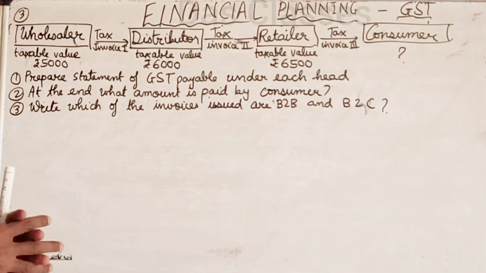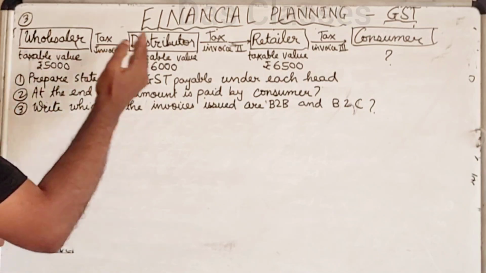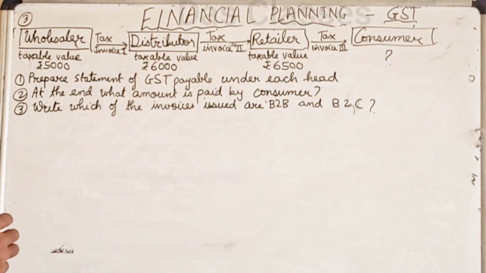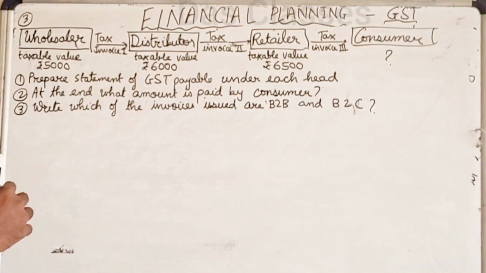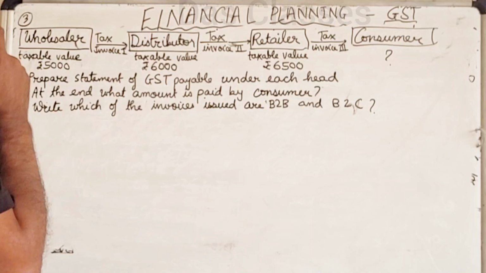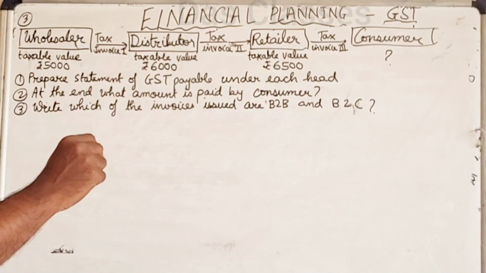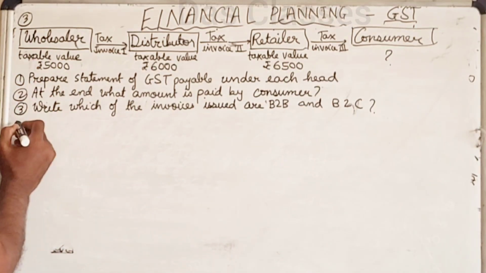The third example that I have taken is an elaborate example. There are different stages. The wholesaler has sold the goods to the distributor, the distributor has sold it to the retailer, and the retailer has sold it to the consumer. For each one, when they have sold it, their taxable value is given to us. They have asked us to prepare a statement of GST payable under each head, how much GST each one has to pay. As we saw in the previous example, we need to know the input tax and the output tax to find that out. So let's start the solution.